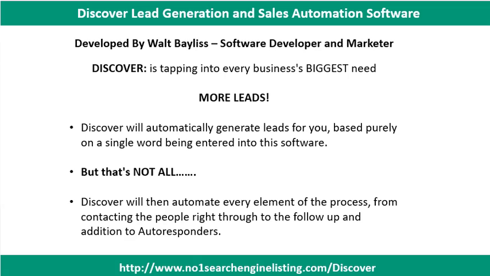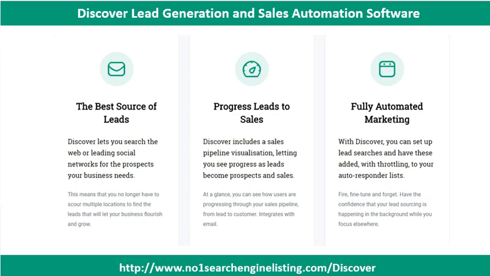But that's not all. You'll also be able to automate every part of the sales process, from contacting the right people through to the follow-up, and also adding them to your list or your autoresponder or email marketing software, if you like. As I mentioned, it's quite powerful because it actually allows you to build a sales pipeline. From going out and finding you the best sorts of leads to progressing them through to the sales, and then also automating your marketing. You'll see this more in the demonstration.